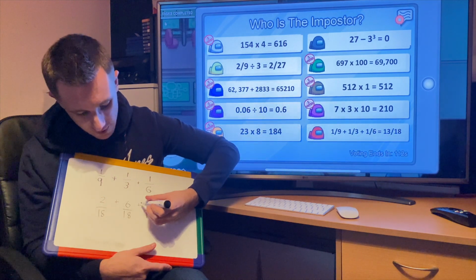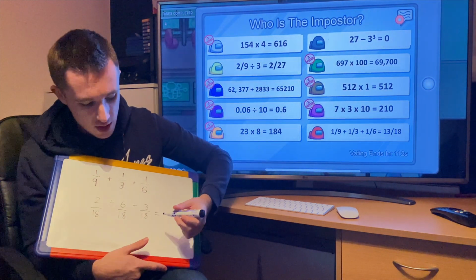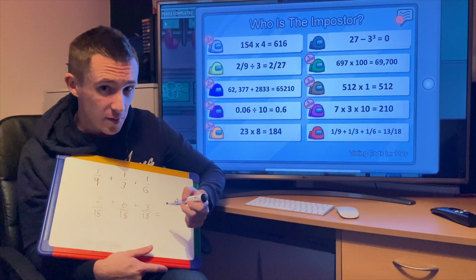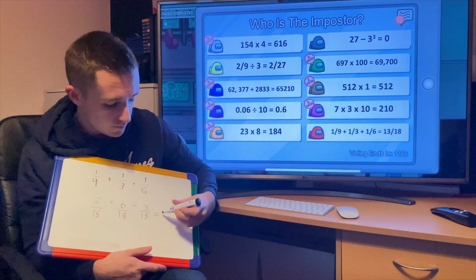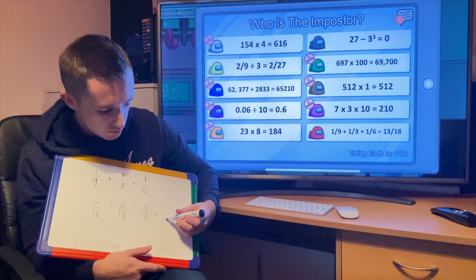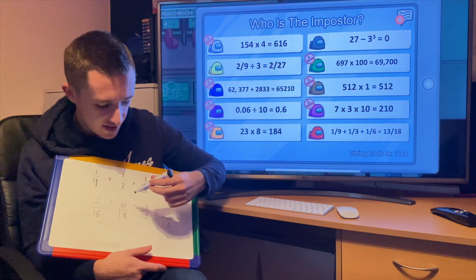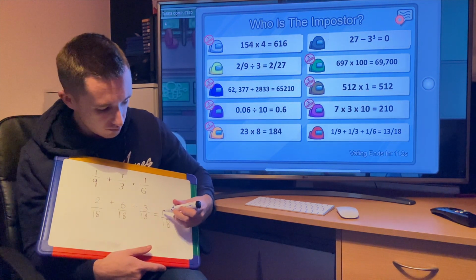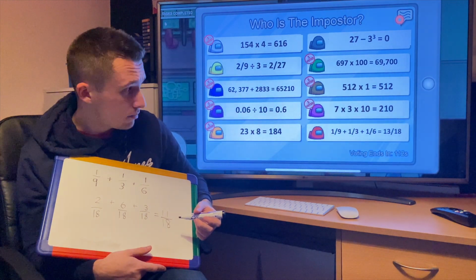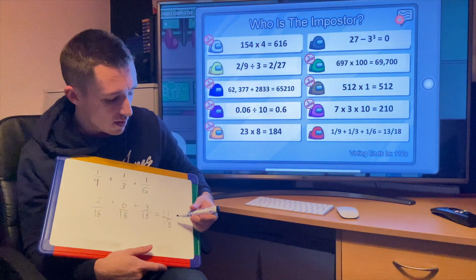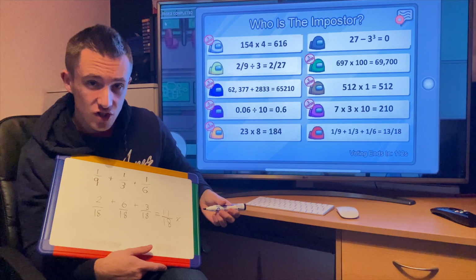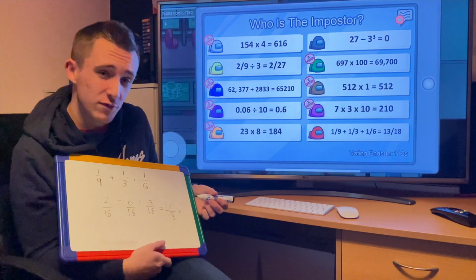Now we can add them together. Remember, we don't add the denominators. They stay the same. 2 add 6, add 3 is 11. That says 13. Therefore, red is the imposter as well. So we have 2 imposters today.